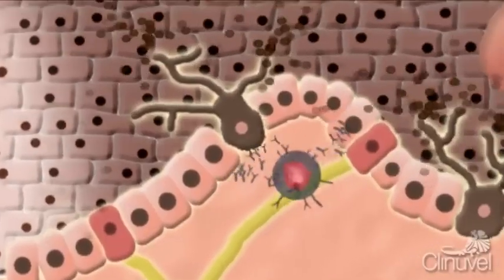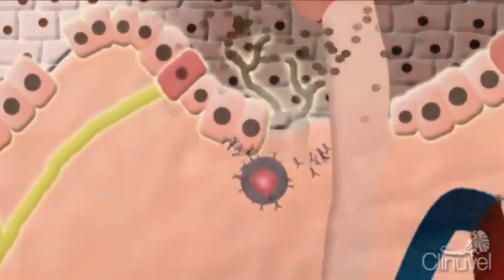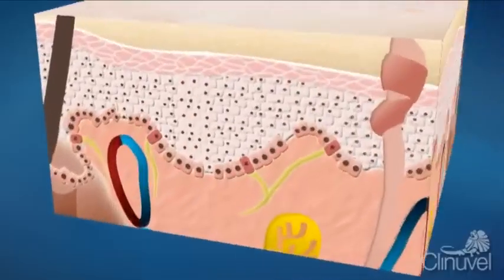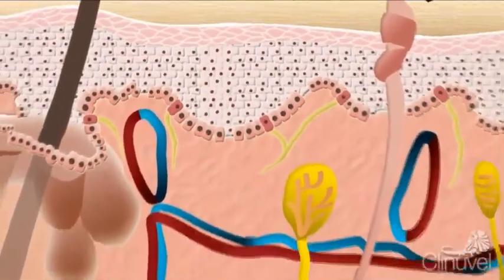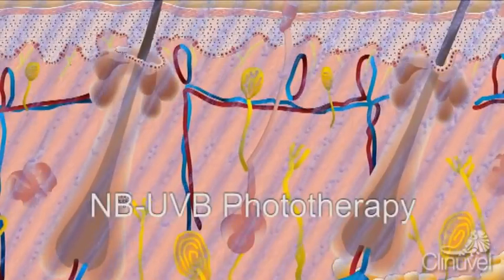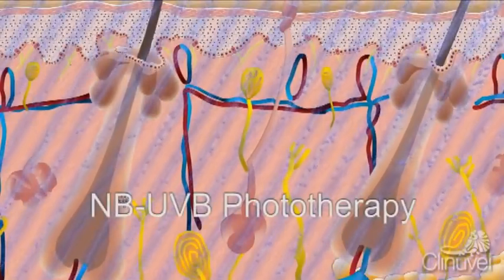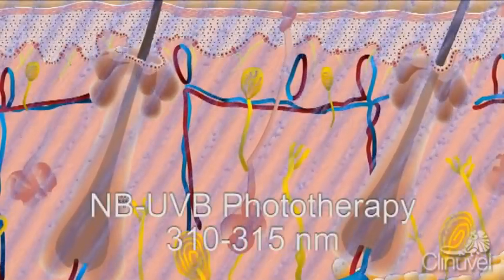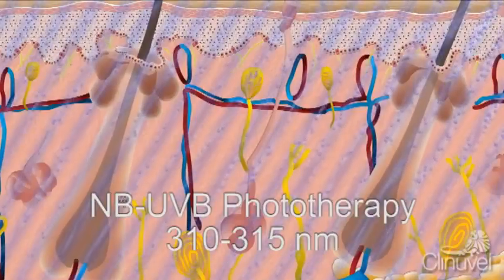There is no known cure for non-segmental vitiligo. However, several treatments have been shown to reduce the spread of the lesions and to initiate repigmentation of the skin. Narrowband UVB phototherapy is a medical procedure which involves exposing vitiligo lesions to fluorescent lamps which emit ultraviolet light of a very specific range of wavelengths between 310 and 315 nanometers.